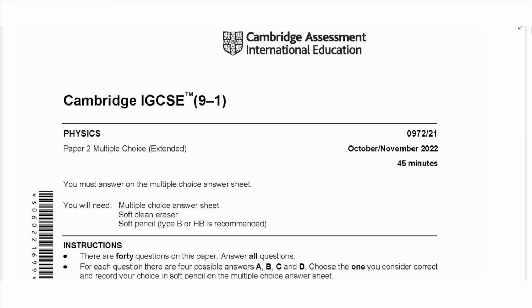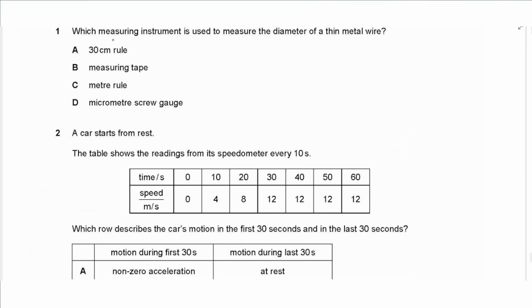In this video I will be solving the paper 2 exam for October-November 2022, variant 1. So let's get started. Question 1 says, which measuring instrument is used to measure the diameter of a thin metal wire? We need a very accurate measuring device, which would be a screw gauge micrometer. So the answer is D.